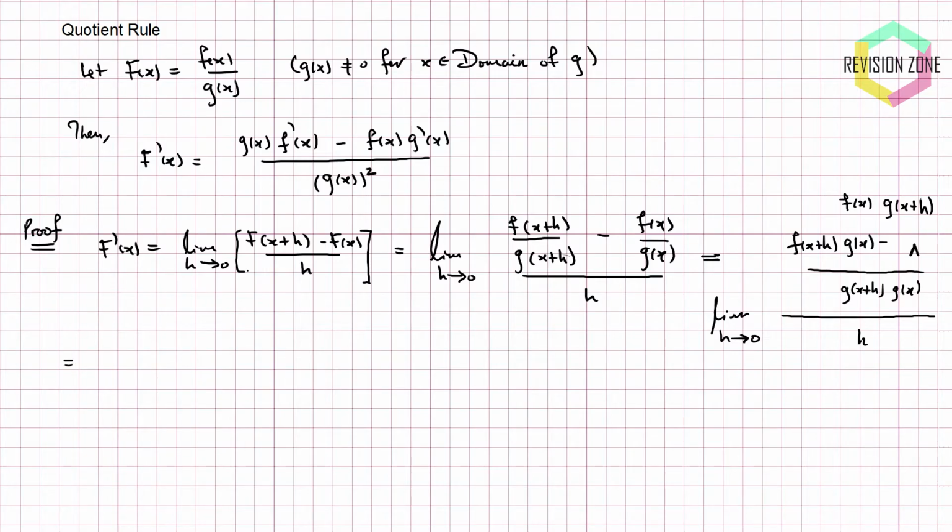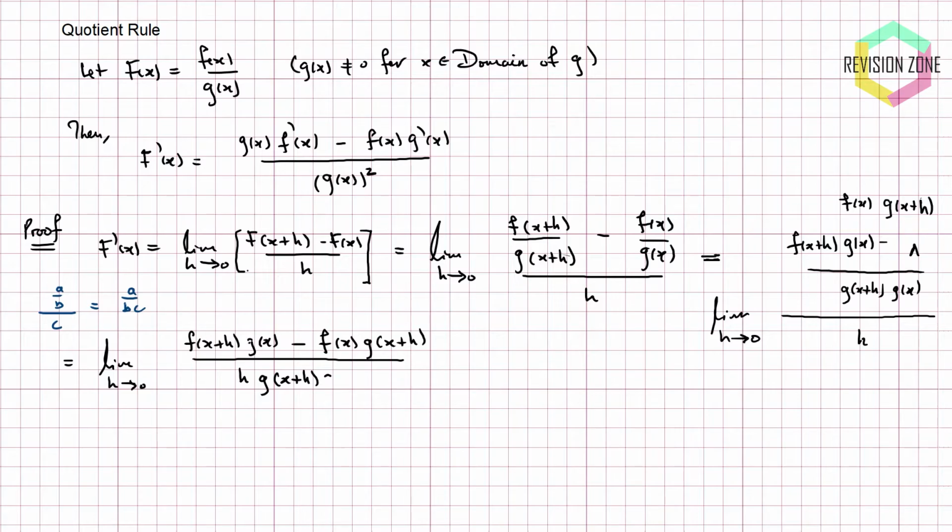We can tidy that up further, right? Algebraically speaking, we know that if we've got something of the form a over b, all over c, that's the same thing as a over bc. So I can use that to simplify the triple fraction I have. It's going to be f of x plus h times g of x, and take away f of x times g of x plus h, and then using the algebraic statement, I just say h times g of x plus h times g of x.